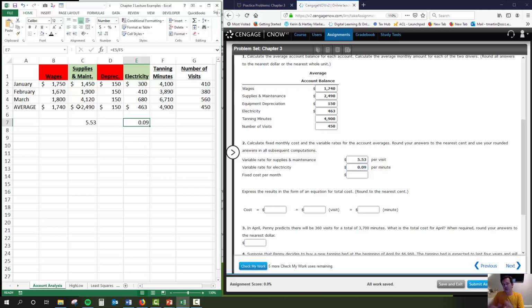So we add those two up, and that's telling us that every time someone comes in the tanning salon, we're incurring about $5.62 of variable cost involved in that visit. So we want to have some kind of price structure, definitely to cover the variable, but also the fixed cost that we're getting ready to look at. Our fixed cost, it said in the problem, she's assuming wages are fixed and depreciation is fixed. So I'm just going to add those two together.